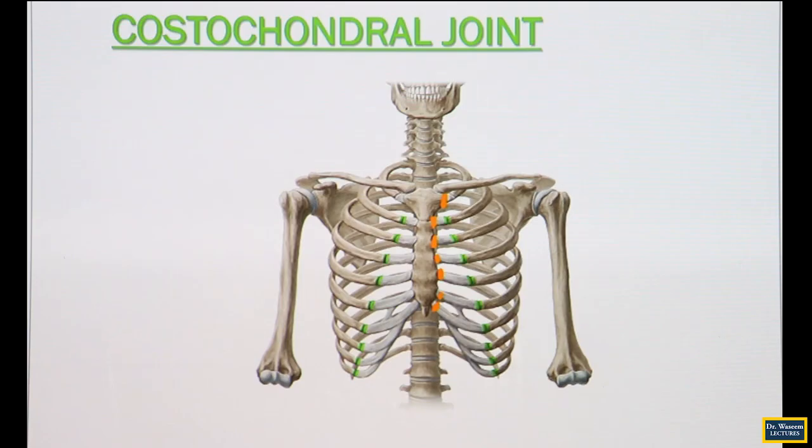And this is true of the true ribs. After that, the 8th, 9th and 10th ribs do not reach the sternum directly; they reach it via their costal cartilage, which is attached to the costal cartilage above them. And the last two ribs do not reach the sternum directly or indirectly, they do not reach it at all. These are called the floating ribs.